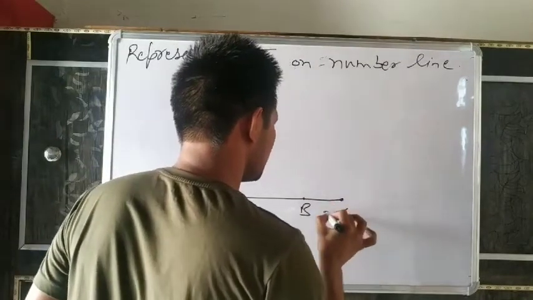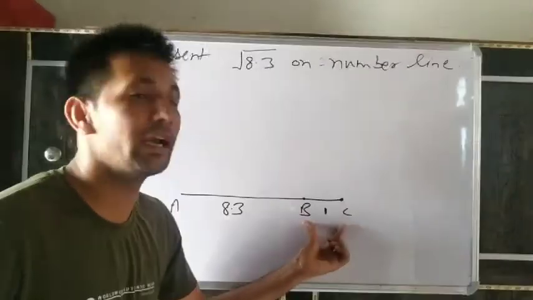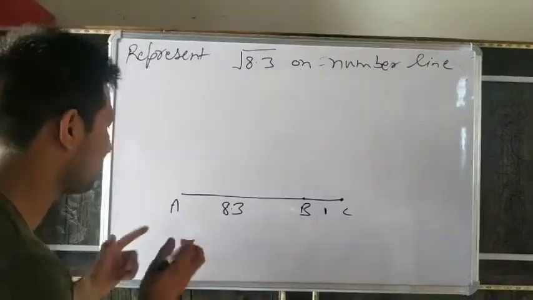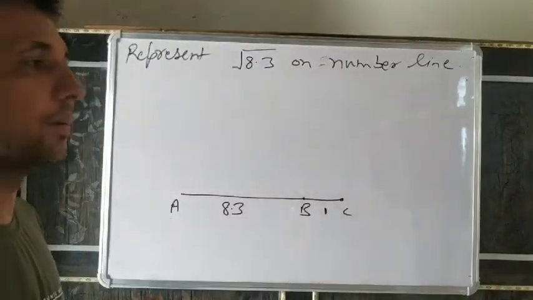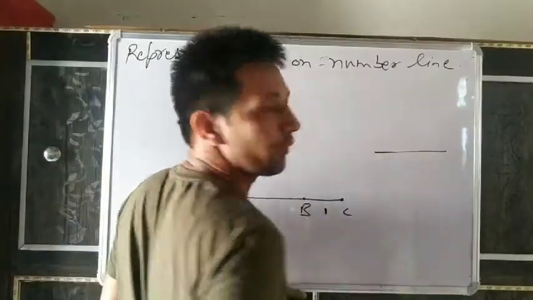It is C, 1 centimeter. After extending 1 centimeter, we will find the midpoint of the AC line. And how will you find out the midpoint of any line?